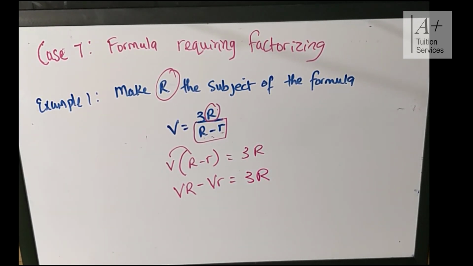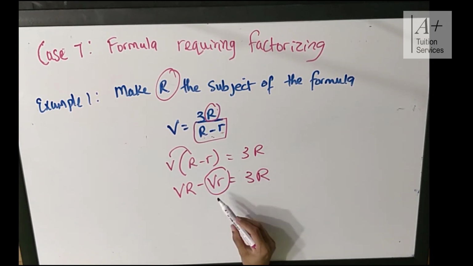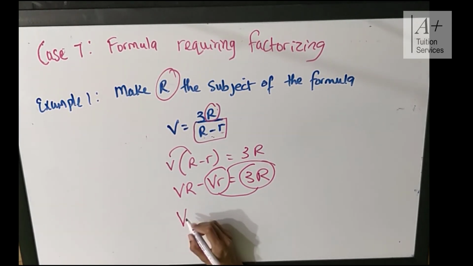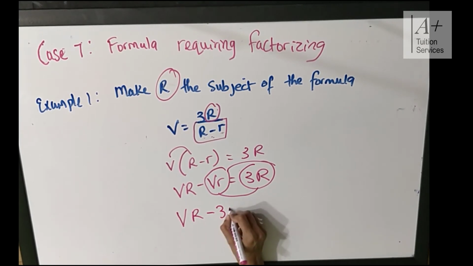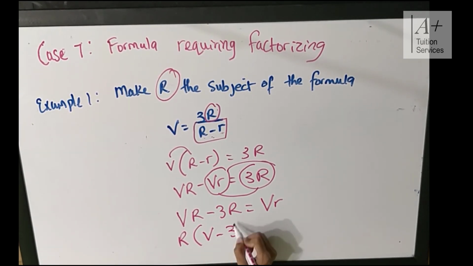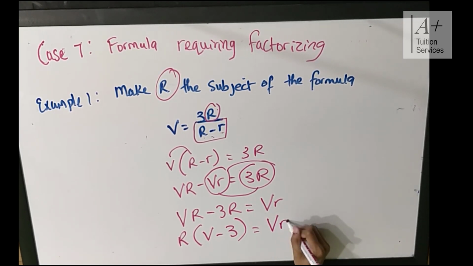Okay? And grouping the terms with capital R on the left-hand side and transferring the other terms. So what I want to do is take this V common r across, and bring it here. So we'll end up with V R minus 3R is equal to V common r. And when we get this, now we could factorize. And when we factorize, we take out the common factor. So the common factor is R, and we'll end up with V minus 3. Okay? And we get V r.